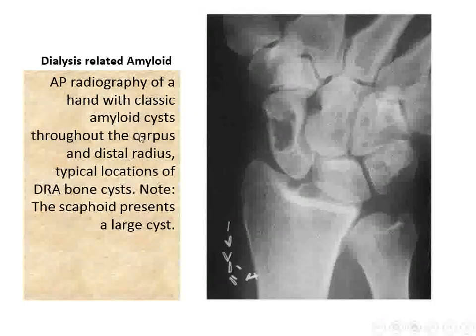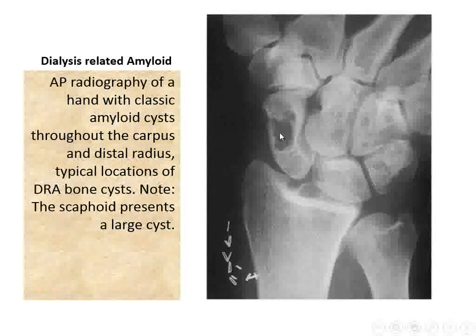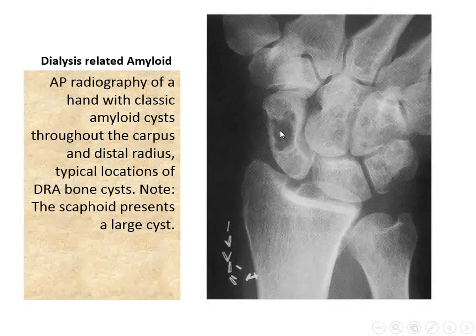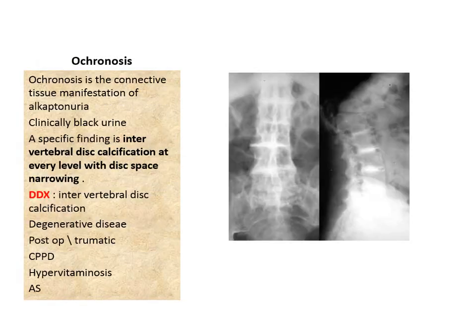Another, which is an AP radiograph of the hand. There is a classic amyloid distribution in the distal radius and all the carpal bones, and there is a large cyst in the scaphoid bone. This cyst can have many differentials according to patient presentation. In chronic dialysis, we may think of amyloid. If he has no history, we may think of ganglion cyst. If he has hyperparathyroidism, we may think of brown tumor. And if it is due to a previous fracture, we can say it's a secondary degenerative subchondral cyst.